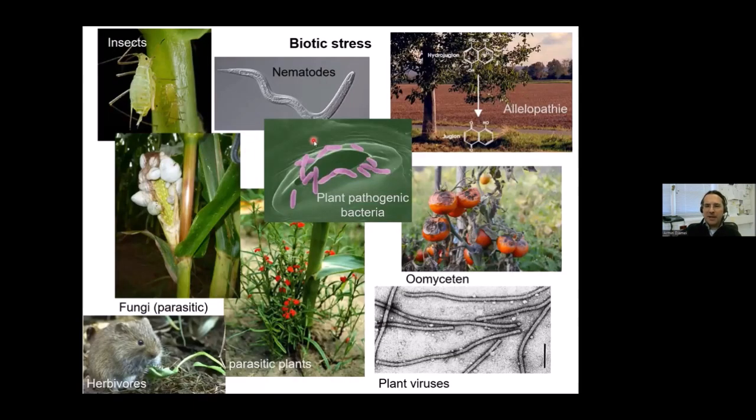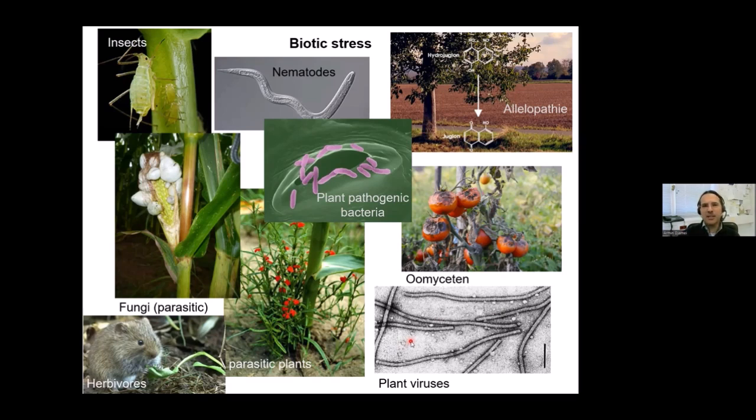So what causes these biotic stresses? If you look at the causes, they are manifold. There are insect diseases, biotic stressors, there are nematodes, there are fungi, plant pathogenic bacteria, parasitic plants, herbivores, plant viruses, oomycetes, but also plants fight against each other with allelochemicals. So they are secreting chemicals to outcompete other plants. So there are manifold biotic stresses and causes of biotic stresses.